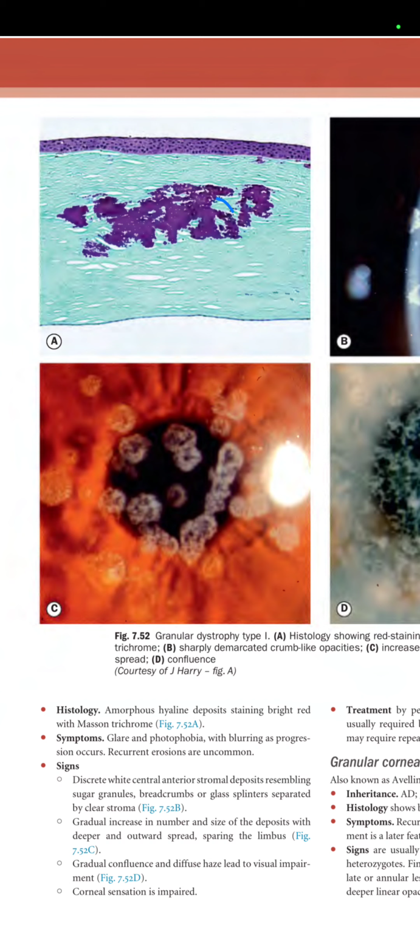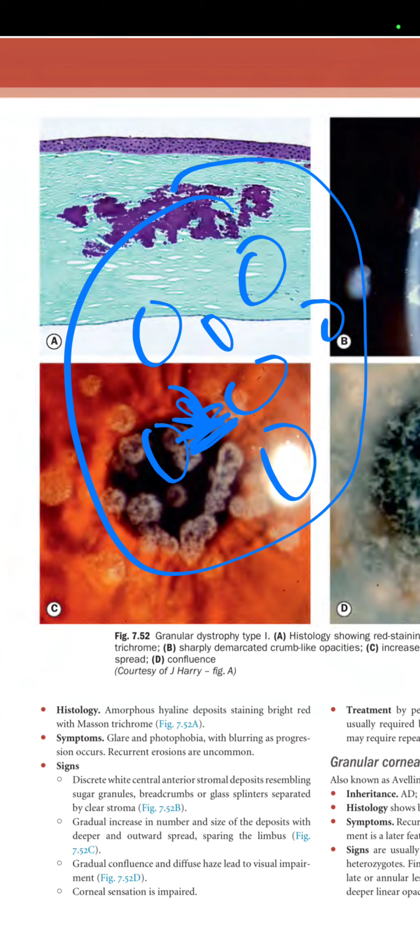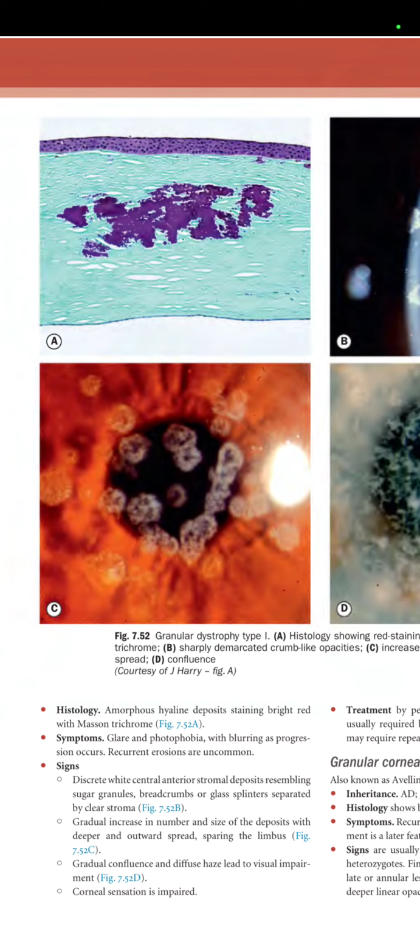stroma. So in a case of granular dystrophy, you can always see that there will be an intermediate clear stroma, and there will be the dystrophy opacities in the shape of a granule, breadcrumb, or sugar granule. Gradual increase in number and size of the deposits with deeper and outward spread, sparing the limbus. Gradual confluence and diffuse haze lead to visual impairment.